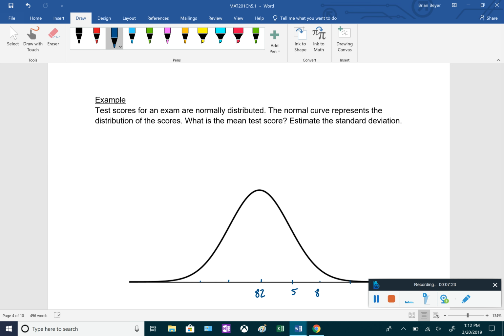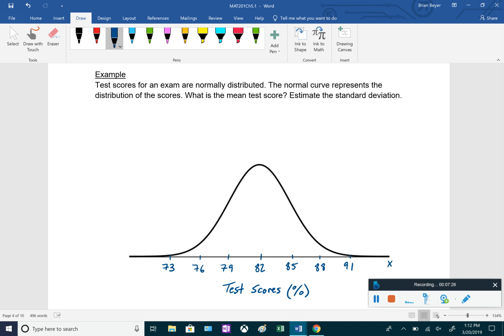Let's say we have another example here. Certain distributions tend to follow this normal distribution, this bell curve, if we were to create a frequency histogram from the data. One of the distributions that tends to follow this pattern when given enough data is grades, so GPAs or test scores, assuming we have a large sample size. So for example, let's say we have test scores for an exam, and we're told that they're normally distributed. The normal curve here represents the distribution of the scores.